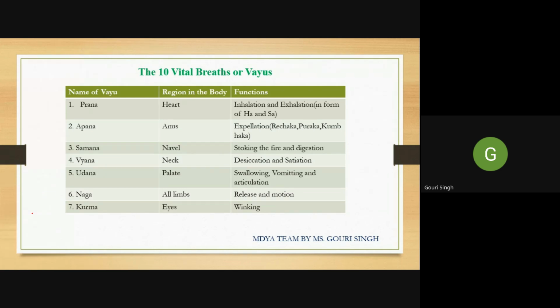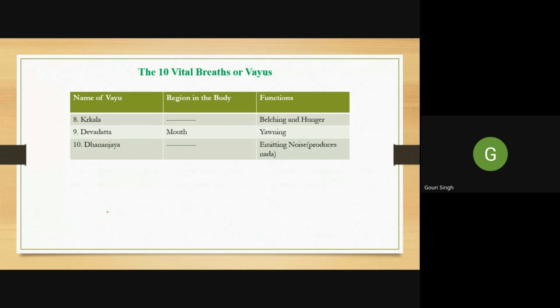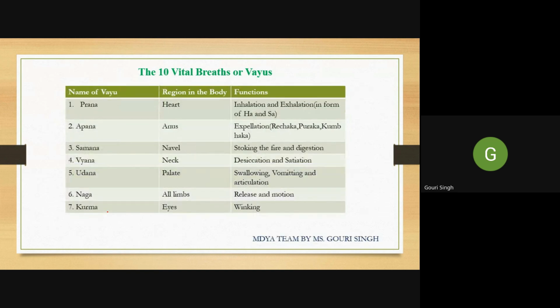The vayu names are the same in all the texts: prana, apana, samana, vyana, udana, naga, kurma, krikara, devadatta and dhananjaya. In every text it is talking about the pancha prana and pancha upapranas. The first 5 are known as the pancha prana or main prana vayus, and from 6 to 10 they are called the upapranas.